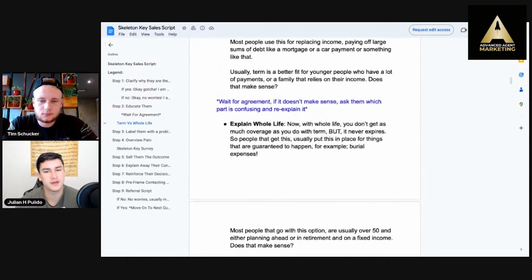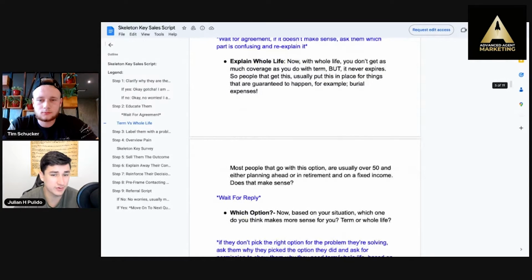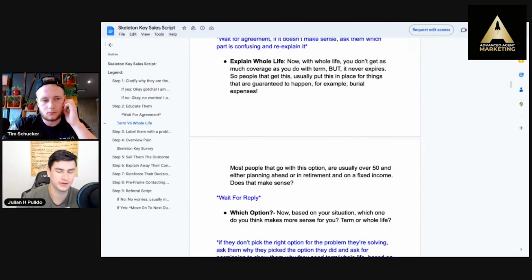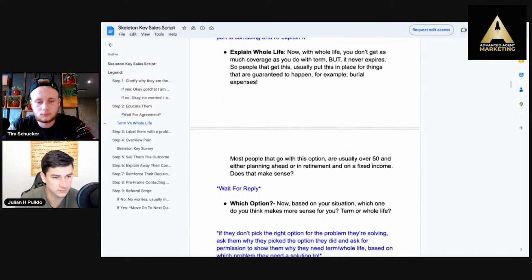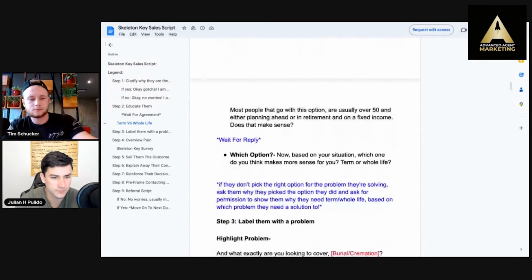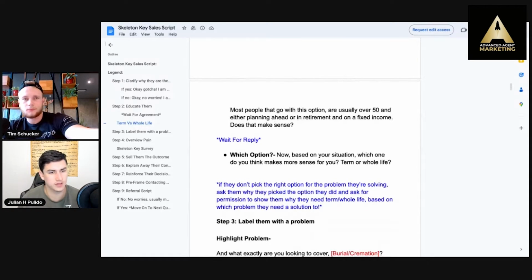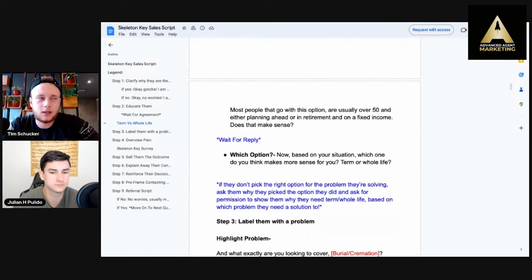Perfect. So with whole life, you don't get as much coverage as you do with term, but it never expires. So people that get this usually put this in place for things that are guaranteed to happen, like a burial or funeral cost, or they want to leave a little inheritance behind. And most people who go with that option are usually over 50, and they're either planning ahead or they're in retirement on a fixed income. Does that make sense? It does. Yeah. Okay, based on your situation, Tim, which one do you think makes more sense for you, term or whole life? Well, with me being 64 years old, obviously I'm over 50. Probably say whole life.